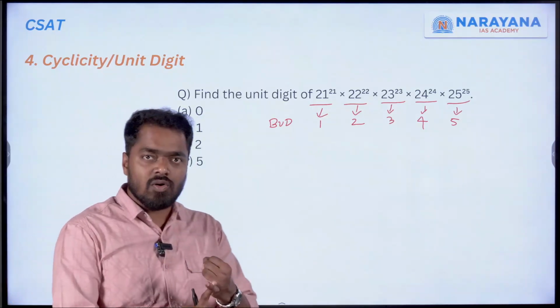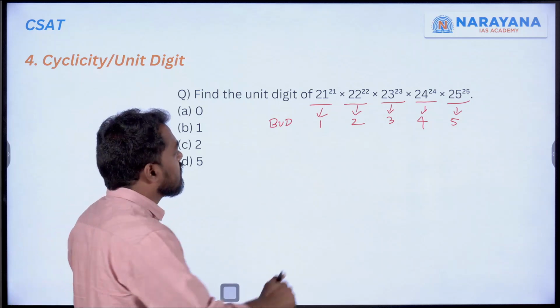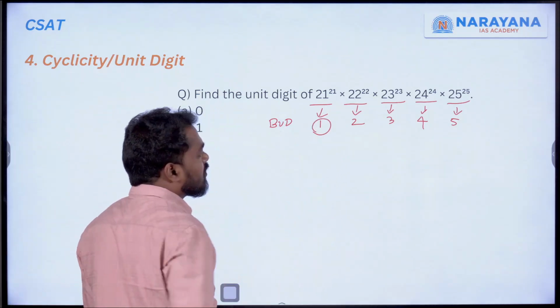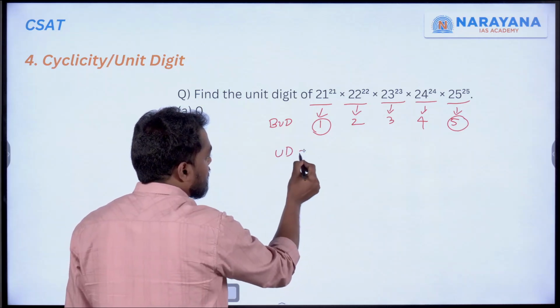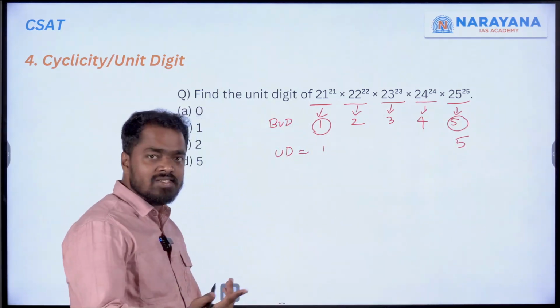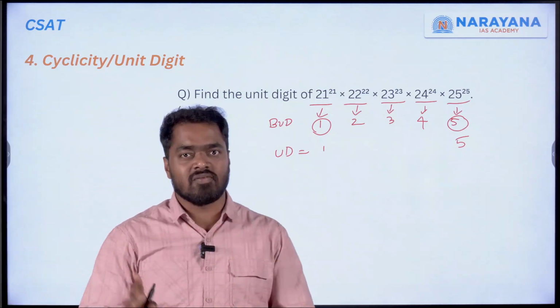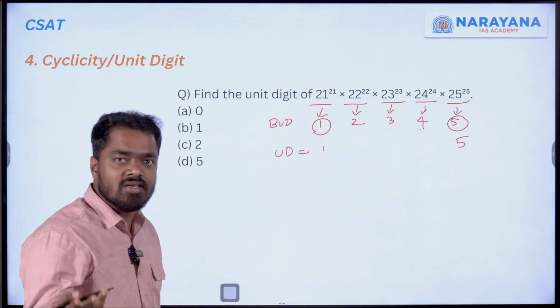So for 0, 1, 5, 6, you have to apply the first rule. So for the base unit digit 1 and 5, the unit digit will always be same. So unit digit in this case is 1, in this case is 5. What is the second rule? 2, 3, 4, 7, 8, 9. So 2, 3, 4 are here. So apply the second rule.